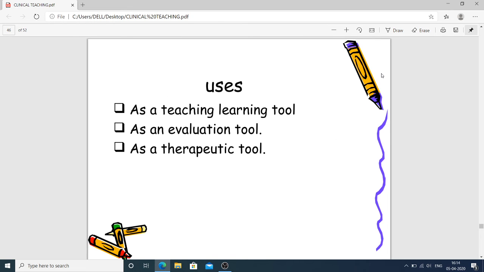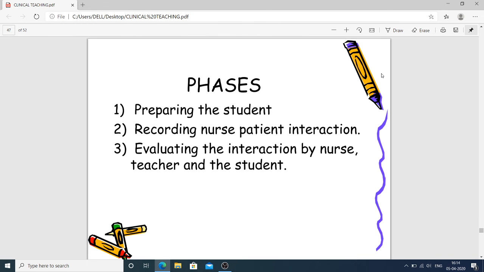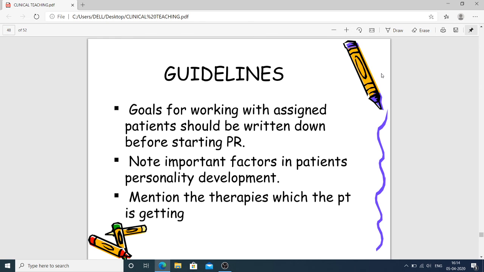The uses of process recording: as a teaching learning tool, as an evaluation tool, as a therapeutic tool. And there are also three phases: preparing the student. Firstly, the student prepares. After that, recording the nurse patient interaction. Then evaluating the interaction by the nurse, teacher and the student. Then guidelines of process recording.